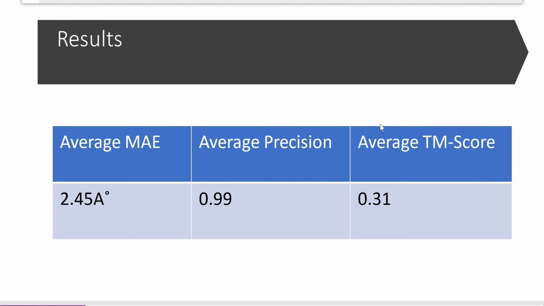Now coming to the results, we achieve an average MAE of 2.45 angstrom and an average precision of 0.99, which is remarkably good. And an average TM score of 0.31, which is not very good, but given that we have not been using the structural mapping which we discussed earlier, and we have to do it blindly, using just the residue contacts, it is very good. The standard literature says it will be somewhere from 0.21 to 0.4, so we are well within the margin of the literature.